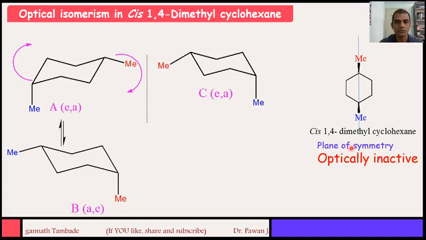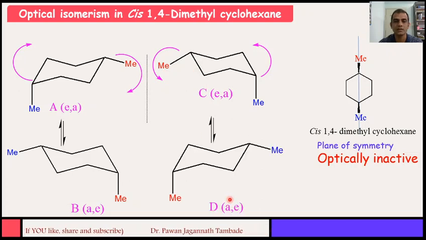Okay. If you look at this structure C, and if the ring flips in structure C in this fashion, then we can get structure D, a conformer of this structure C. And if you look at B and D, they are mirror images of each other. Although we are looking at all these transformations in case of cis 1,4-dimethyl cyclohexane, this tells you that this molecule is optically inactive because of the plane of symmetry present in this molecule.